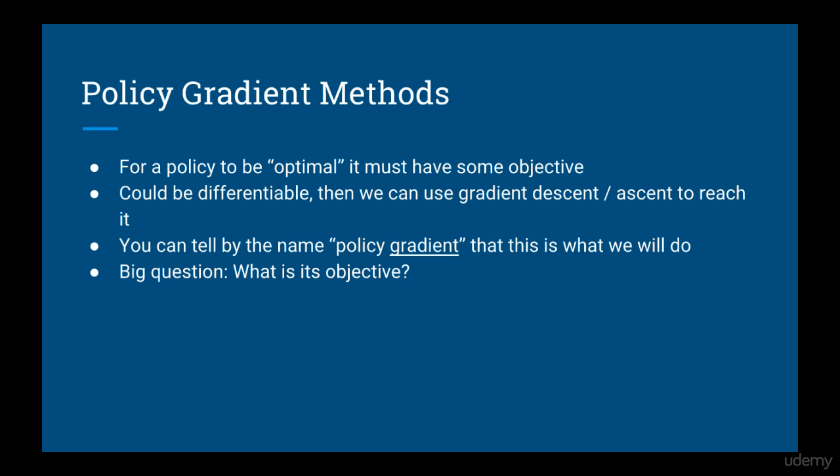For a policy to be optimal, it needs to have some objective. This is something you should be used to from machine learning. Most machine learning methods we've looked at start by trying to optimize some objective. If our model is differentiable, then we can use gradient descent or gradient ascent to reach our objective. Because this section is on policy gradient methods, we are of course going to be taking a similar approach with respect to the policy. The big question is, what should this objective be?